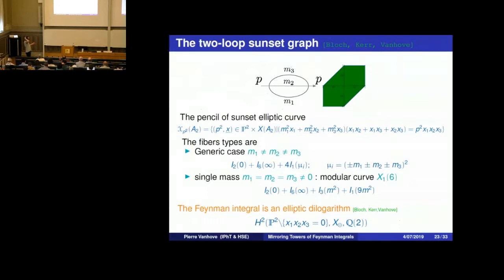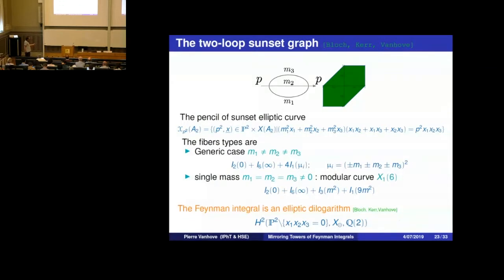So when I have generic values for the internal masses, I always have an I2 fiber at P square equals 0, an I6 at P square equals infinity, and then I have 4 I1 fibers at what is called the pseudo-threshold. Because it's a square, there are only 4 independent variables. So when all the masses are the same and non-zero, the I2 fiber stays, the I6 stays, but there are collisions of the 4 I1 fibers, and I'm getting 1 I3 and 1 I9, okay?